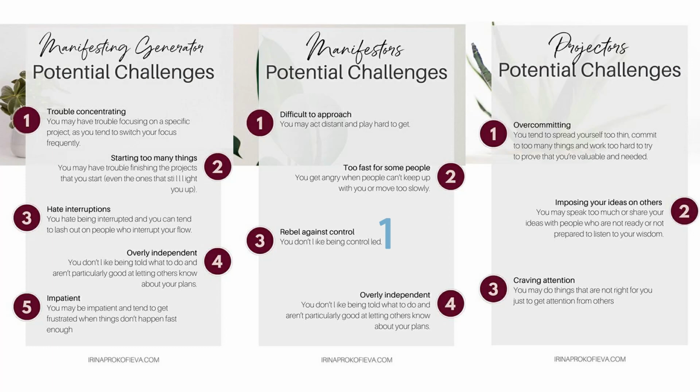So when I was looking at the challenges of these three types, the number one that came on my list was the third item on the manifestor challenges, and that was rebelling against control.